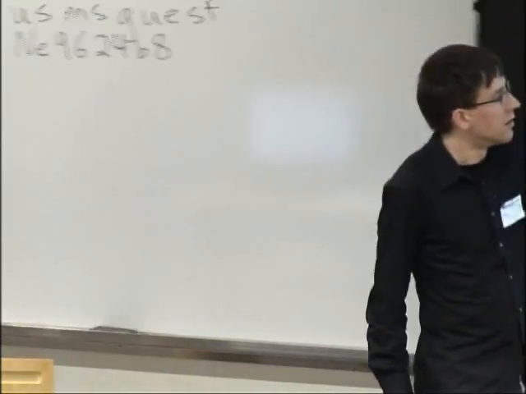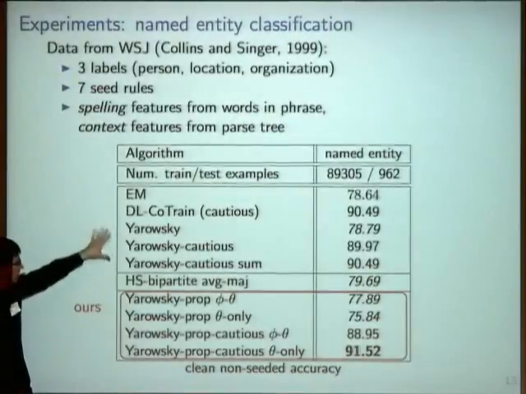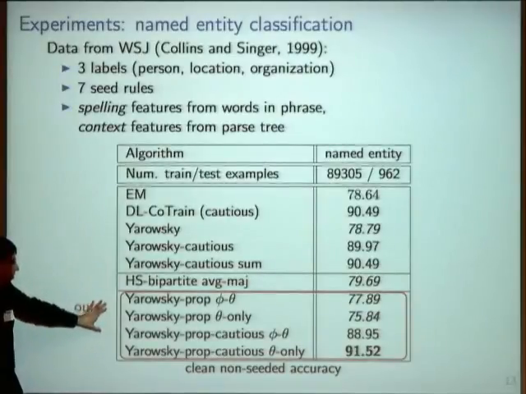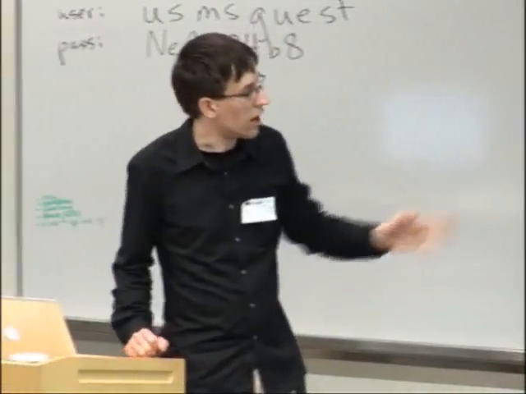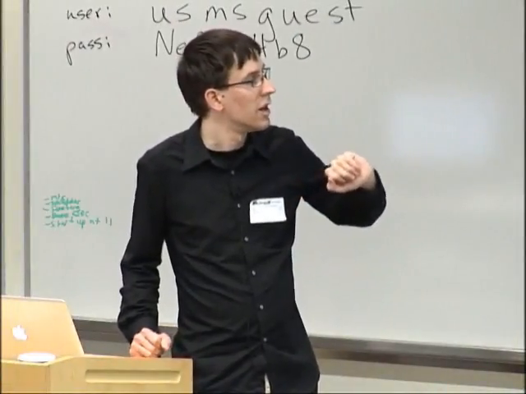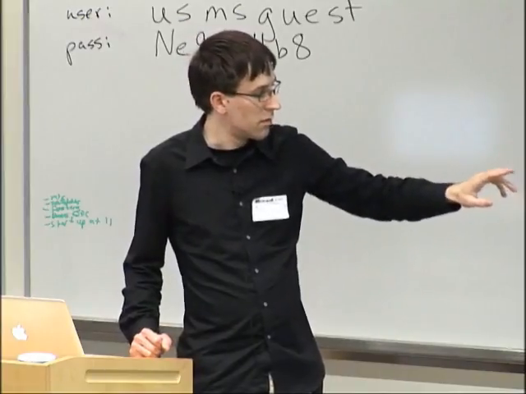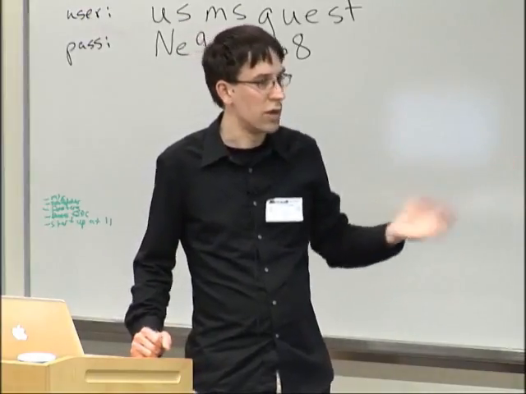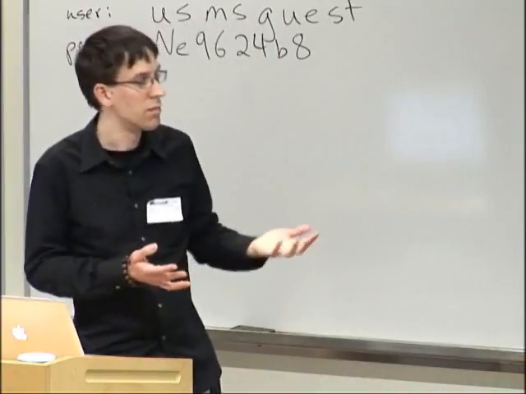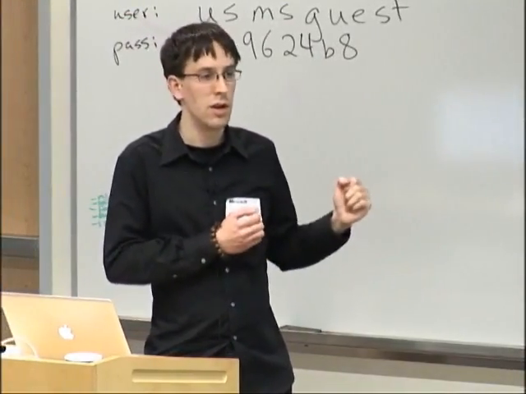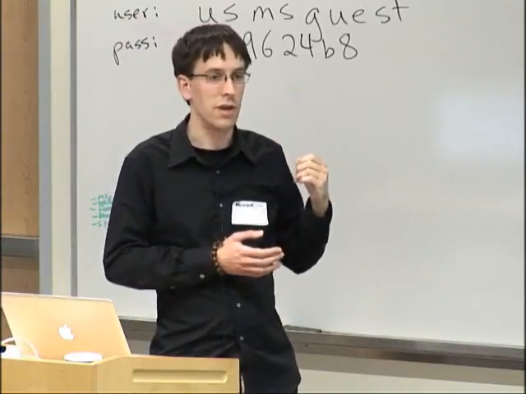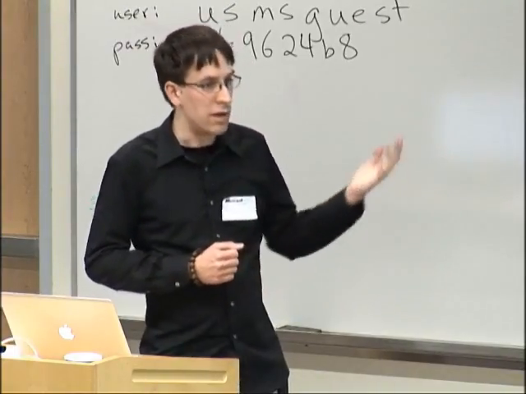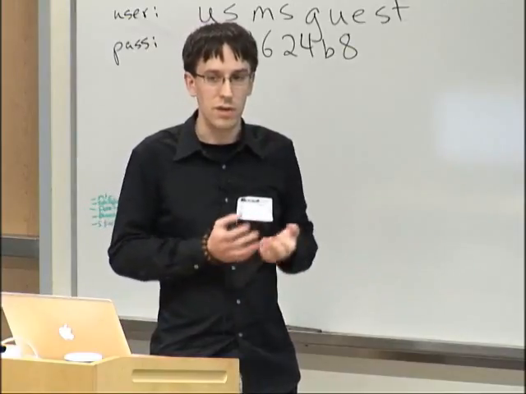And again, the algorithms we've seen, this one, and our algorithms. And again, the theta only, the unipartite one, is coming out quite well, and the bipartite one's not bad either. In this case, our algorithm is the top, but we're not really trying to show that our algorithm is beating Yarowsky cautious or DL co-train here. We're just trying to show that it is coming out equivalent in accuracy. But as we said, it doesn't have the disadvantage of requiring 2 views.